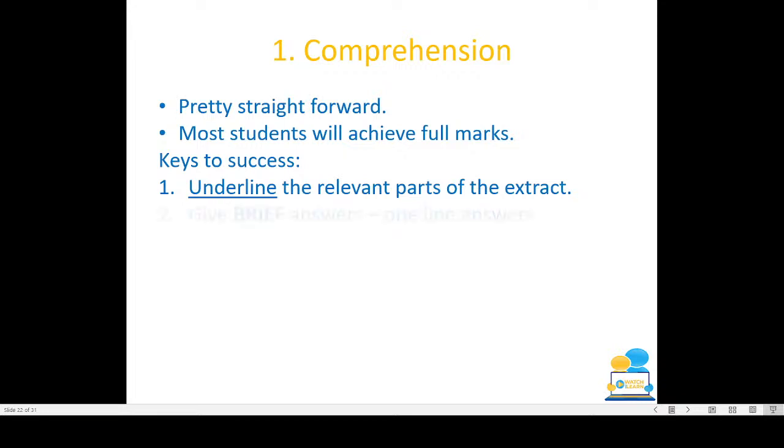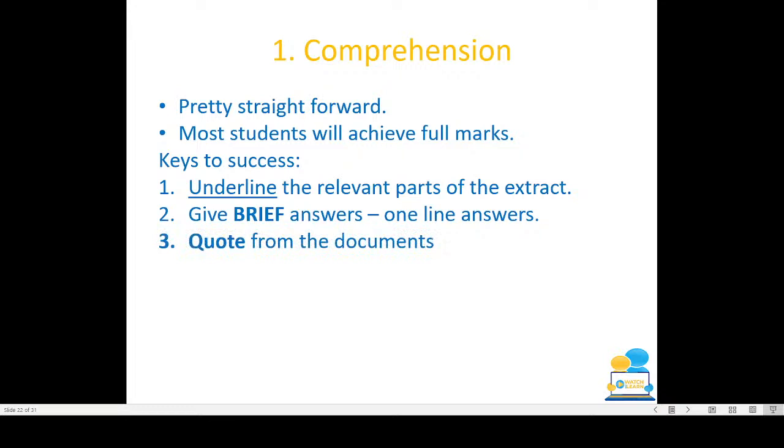So we underline the relevant parts of the extract. We give brief answers, one-line answers here. Biggest mistake students will make here is they write full sentences. They're writing maybe 6 to 10 lines. When we give short answers here, we're looking for direct references to the text, and we can actually write really brief, like just give the answer that we need. I'm going to show you what that looks like. We quote from the document, so I want to see direct quotes from the documents. That's expected here. That's how we pick up our marks.